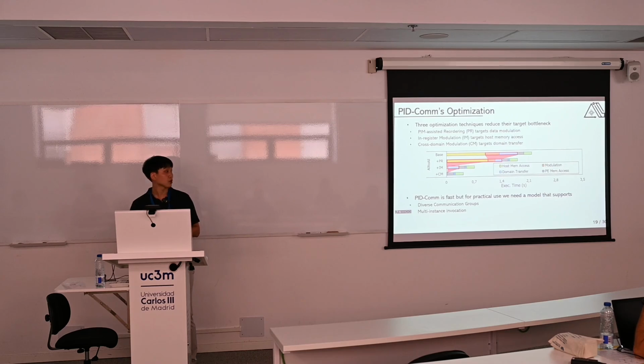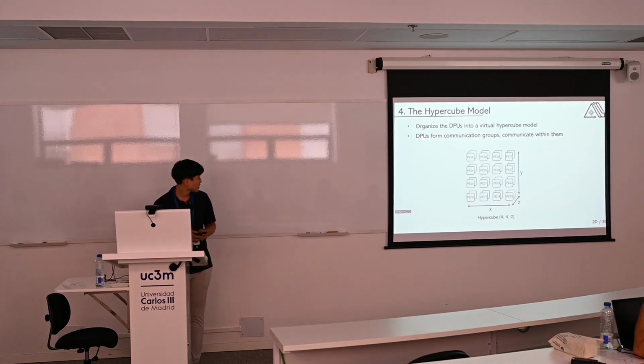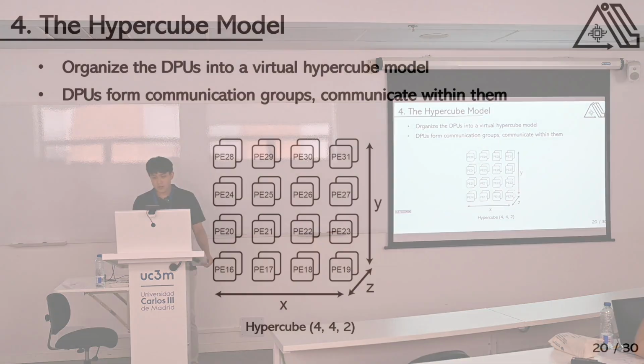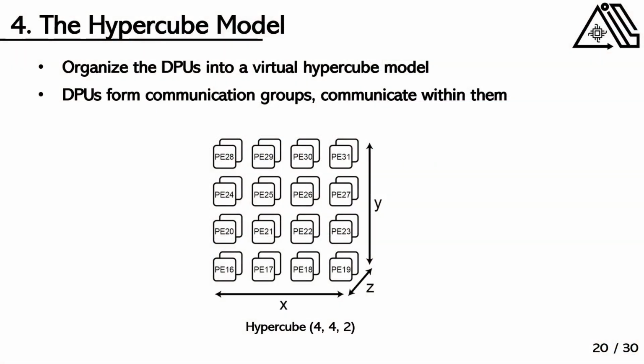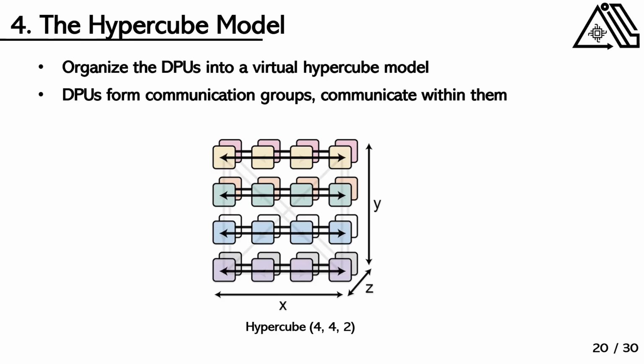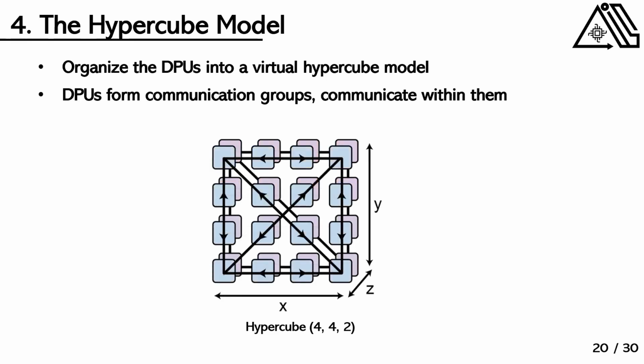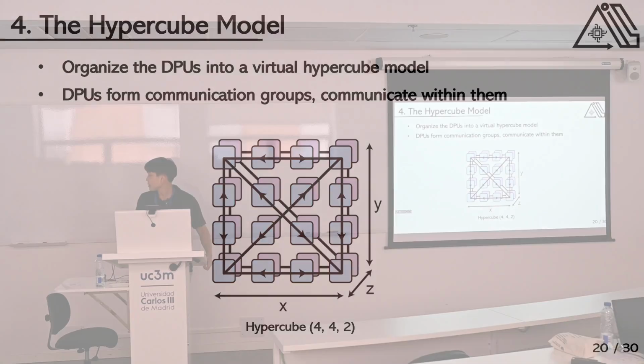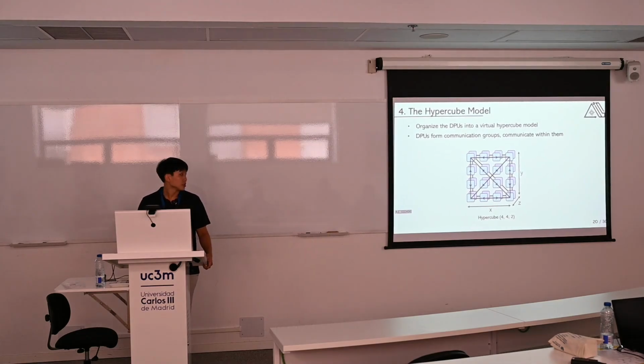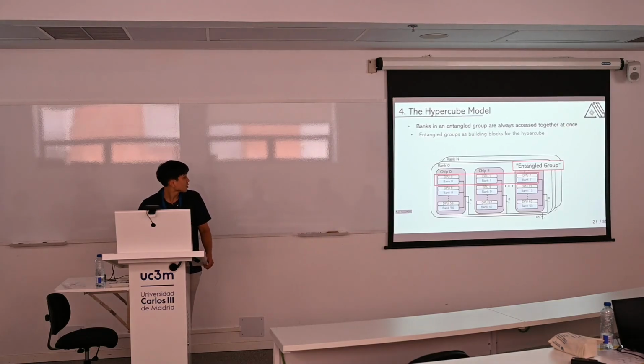To do this, we propose to organize the DPUs into a hypercube model. So in the hypercube model, the DPUs parallel to any axis or any plane or any shape of a higher dimension can form a communication group, and all the communication groups will communicate within itself all at once. Now, organizing the DPUs to enable this is all about mapping the DPUs to the virtual hypercube.